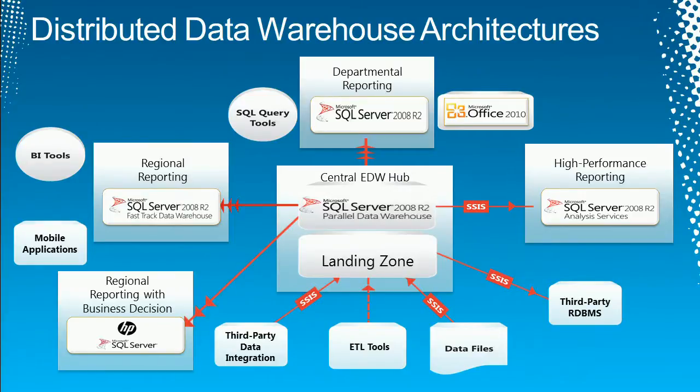Now, if you look in detail at this distributed data warehouse architecture, we have third-party data integration where you could use SSIS to put data onto the landing zone, and from the landing zone load it into PDW. We could also grab data files from existing systems, load those onto the landing zone and then into PDW as well. In a typical distributed architecture, you could have regional reporting where a Fast Track reference architecture might satisfy the need. So you're going to use that parallel database copy, from PDW into Fast Track, and then use your BI tools on top of that.